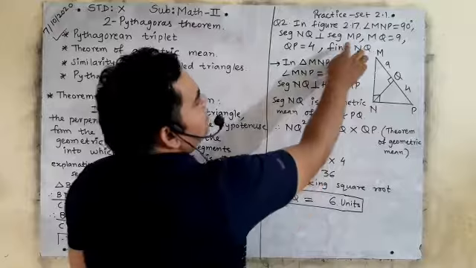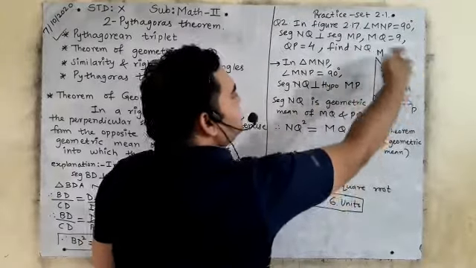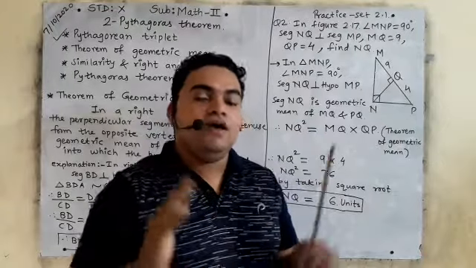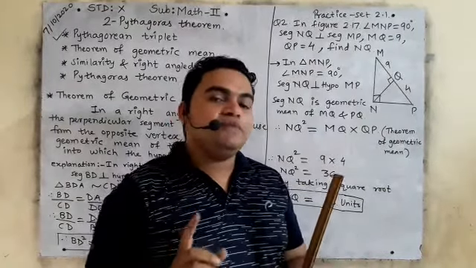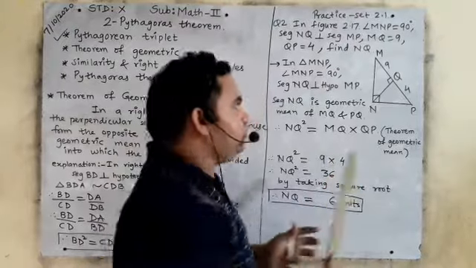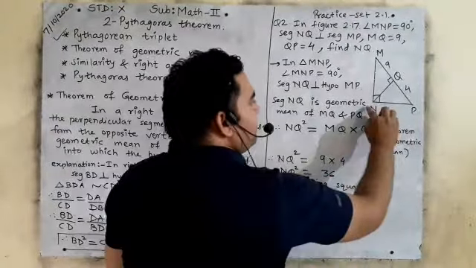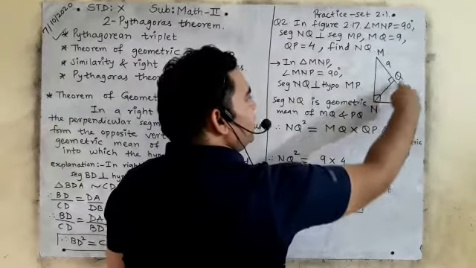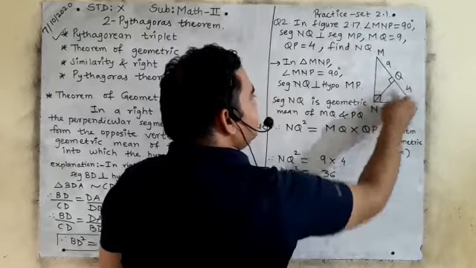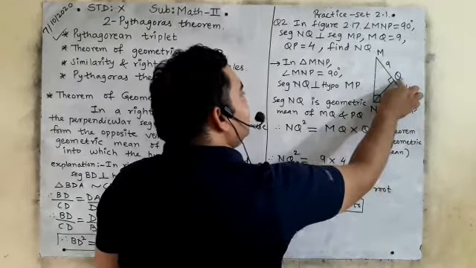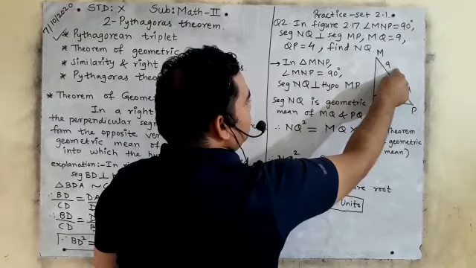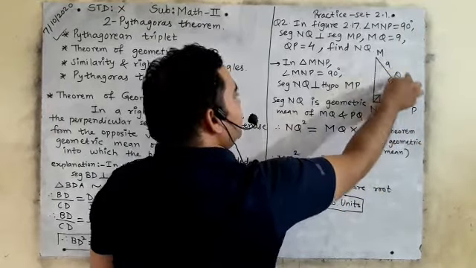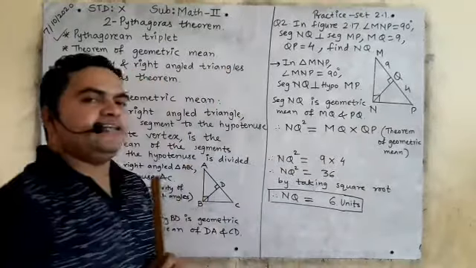If you see this figure, you should quickly understand this figure is of geometric mean. What is geometric mean? A right angle triangle will be given to you and one perpendicular will be drawn on the hypotenuse. It means this is a geometric mean. So NQ square is equal to MQ multiplied by QP. This is the geometric mean formula.